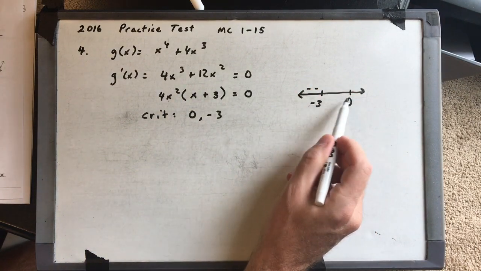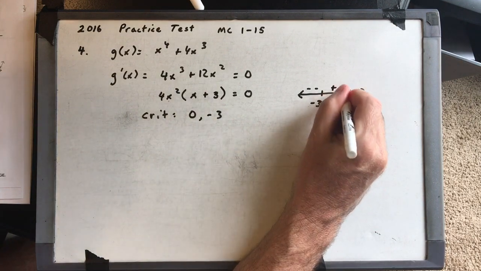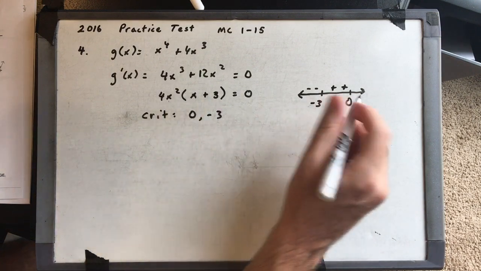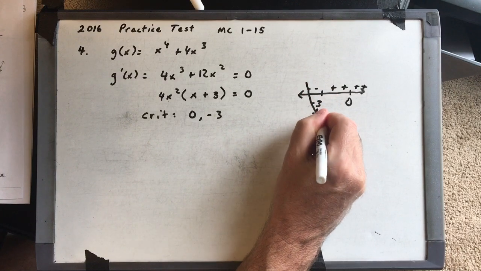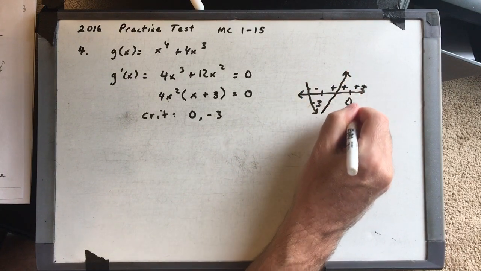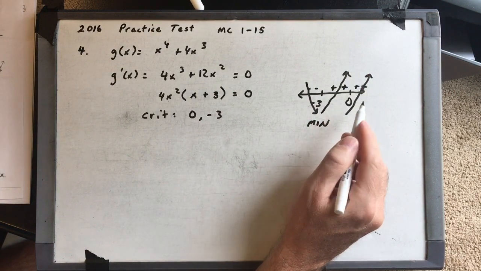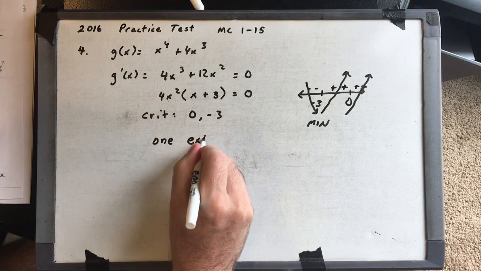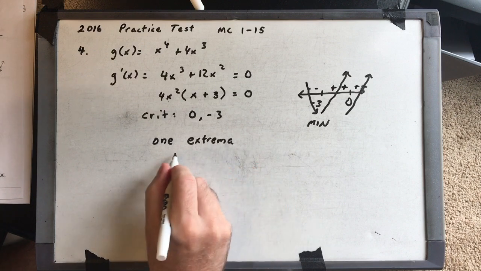Let's plug in something in between there. How about -1? Positive times positive, so that's positive. And for something to the right of 0, how about 1? All right, that's also going to be positive. So we have a minimum at -3, but no max at 0. So you only have one extrema. So that is option B.